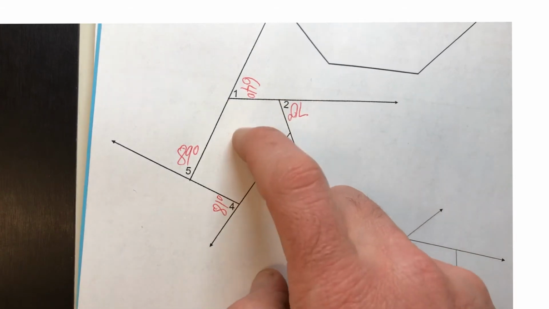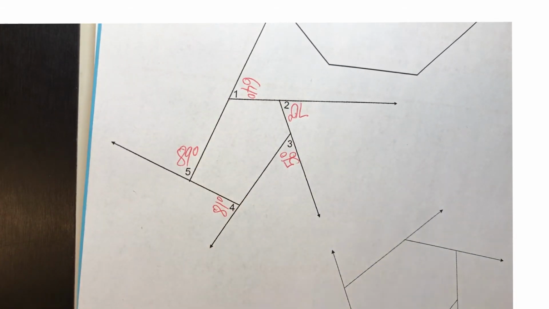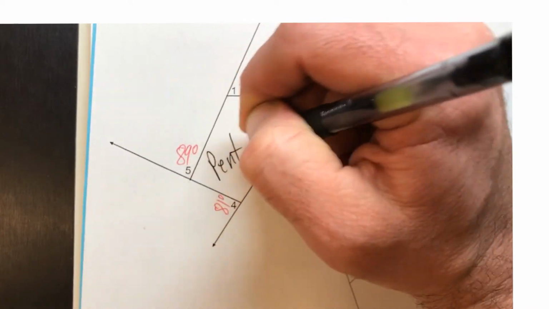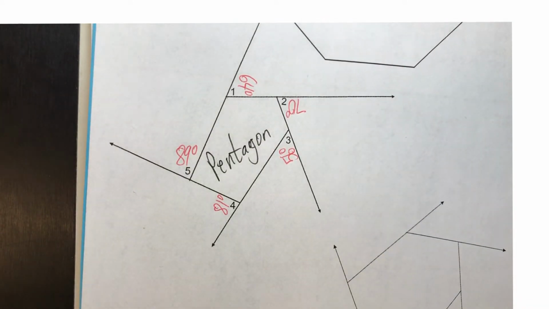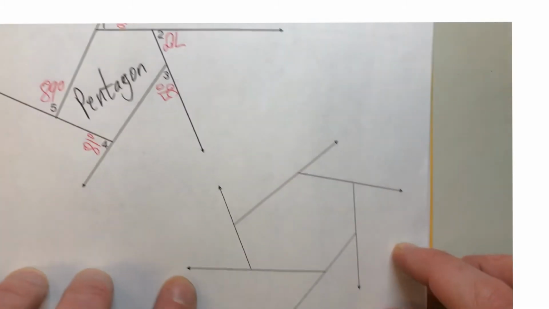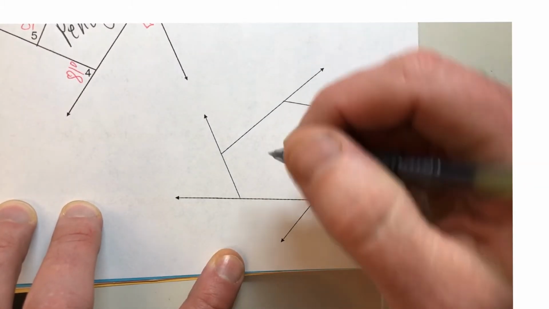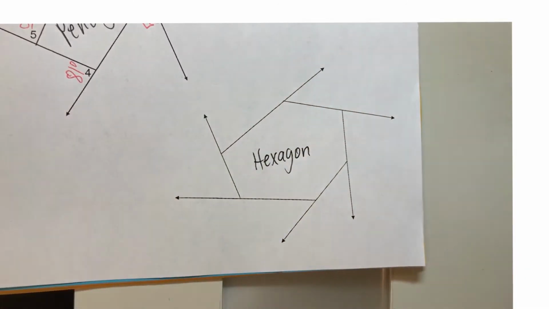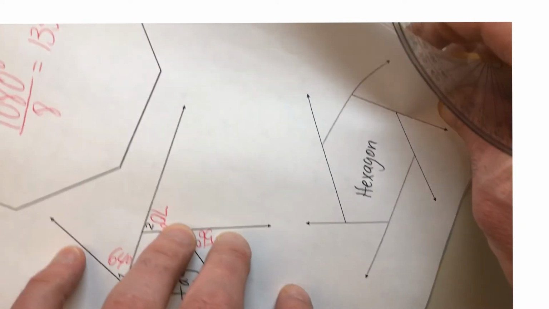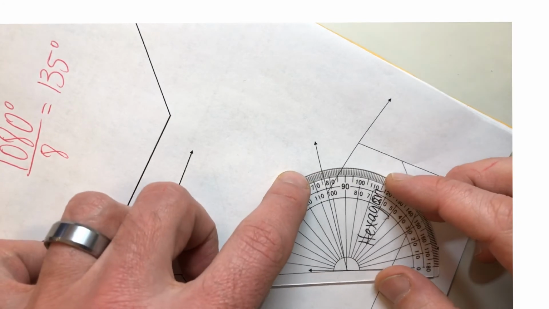So, like on this one, what type of shape is this right here? This is a pentagon. Okay? And we saw that added up to 360. Now, this one right here, what type of shape is this? Okay. This is a hexagon. Now, this one, you don't have to measure it on your paper. Just follow along. Let's just get these numbers together real quick so you can see this.